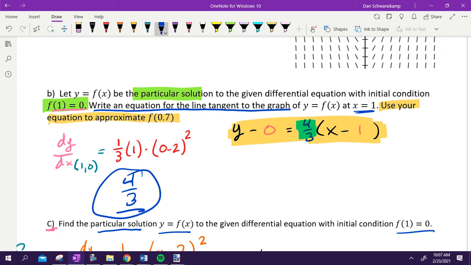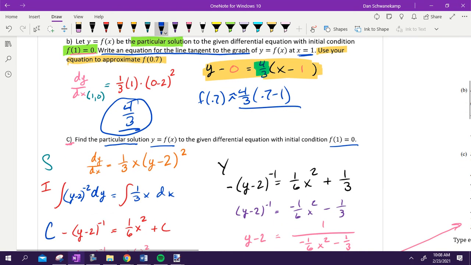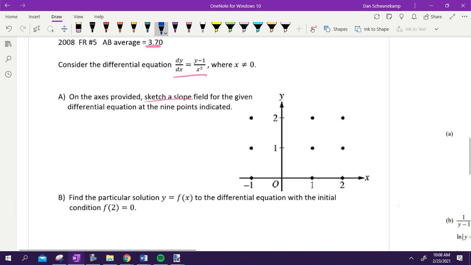Plug it in. All we need to do here is plug it in. So it's just y equals 4/3 times 0.7 minus 1. If this is the AP test, put a box around that question. Okay, this is the approximation. f of 0.7 is approximately that guy right there. You don't need to do the math. You can just leave it. Okay, that is totally fine for an answer. Okay, we got that point. That is all an approximation is: plugging it in. Don't make that be harder than that. I apologize. I just missed it as we were going. Keep working on that slope field.